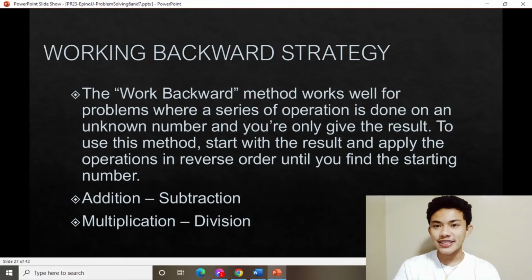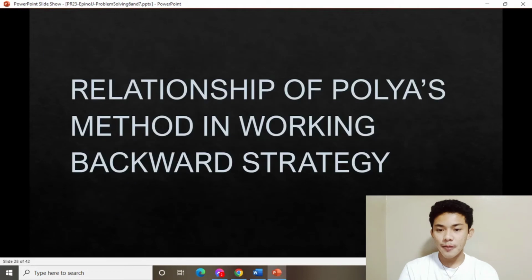Working backward strategy. The work backward method works well for problems where a series of operations is done on an unknown number and you are only given the result. To use this method, start with the result and apply the operations in reverse order until you find the starting number. Addition, subtraction, multiplication, division, and the relationship of Polya's method in the working backward strategy.